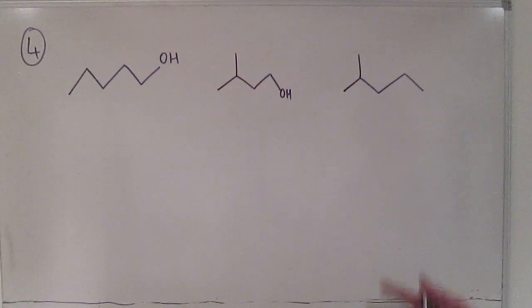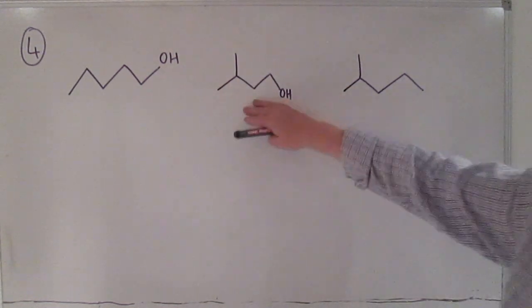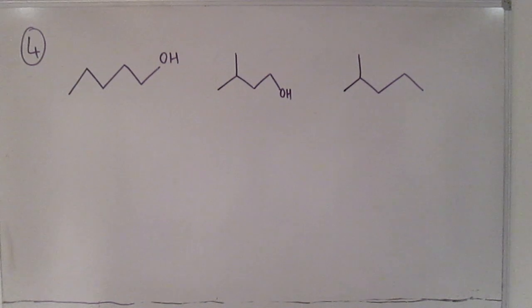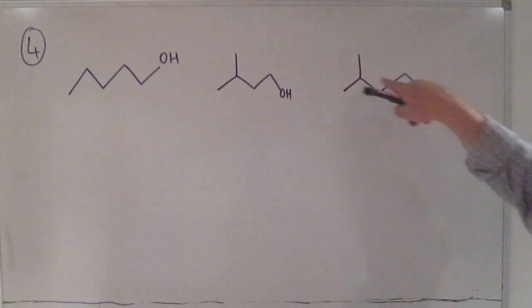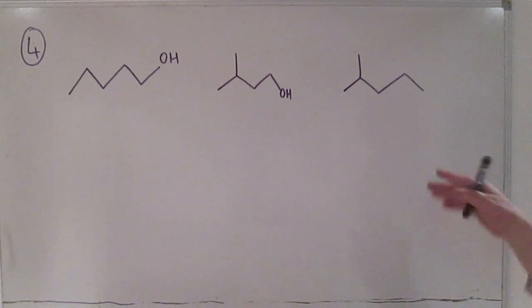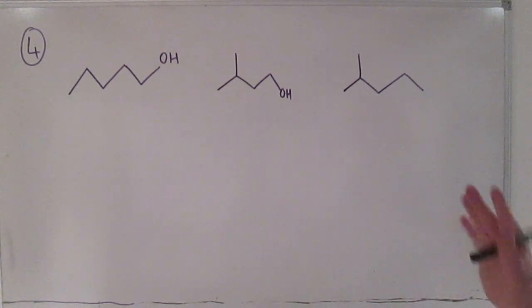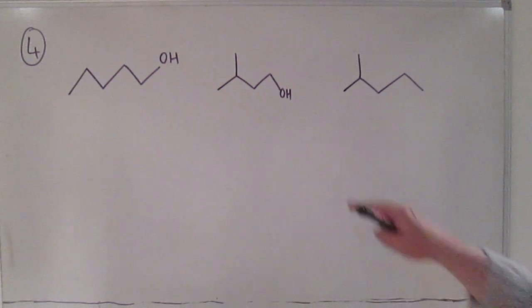Question 4 invites us to look at these three compounds and put them in order of increasing boiling point. So the first thing to pick up on is that they're all very similarly sized molecules. These two indeed are structural isomers. This one looks very similar to that one, but it just has an extra CH3 instead of an OH. And as we already discussed in an earlier question, that means they actually have the same number of electrons.